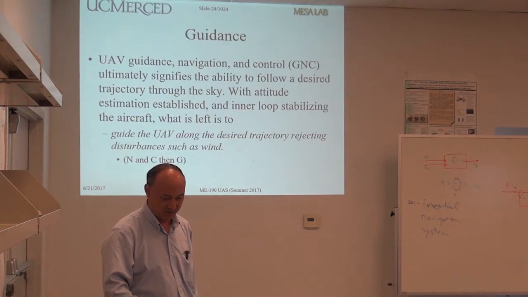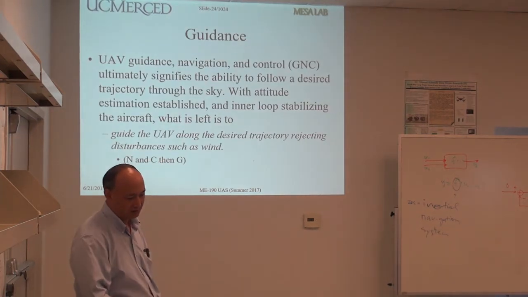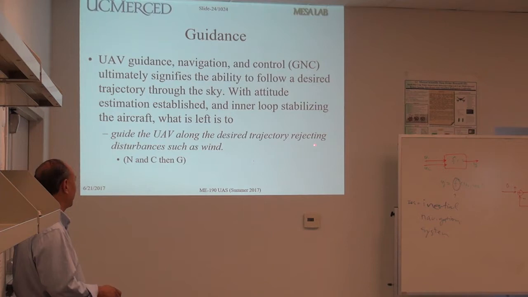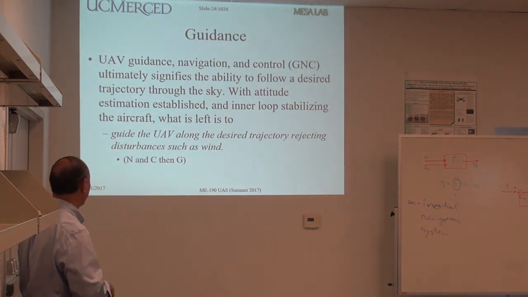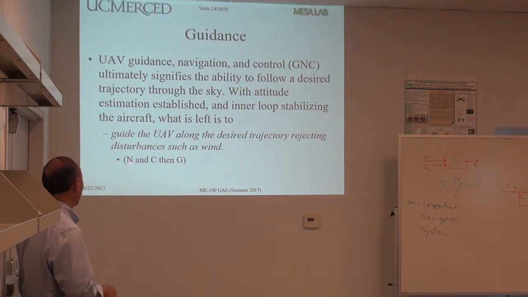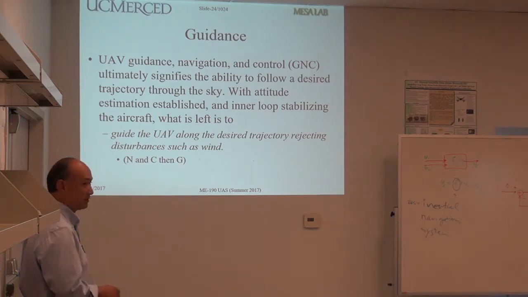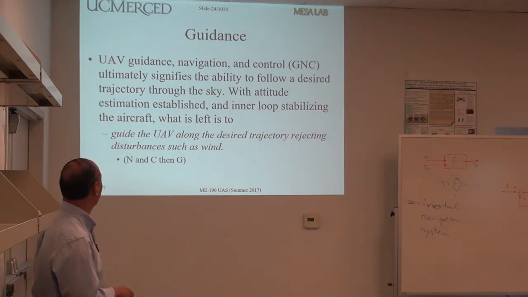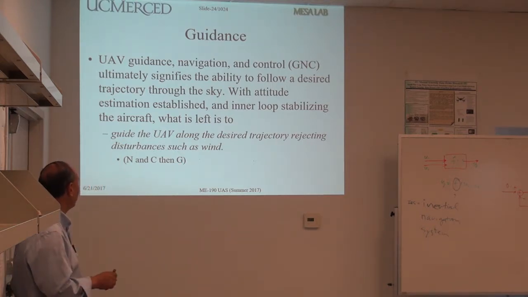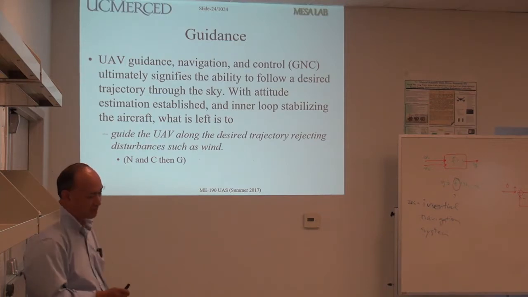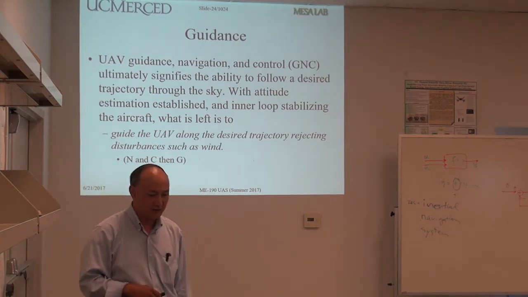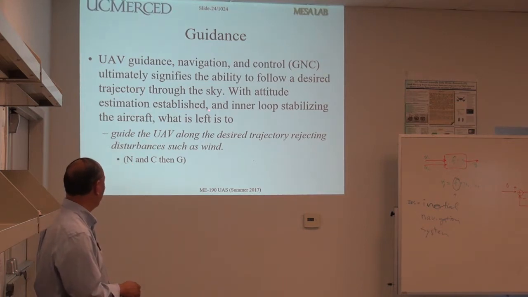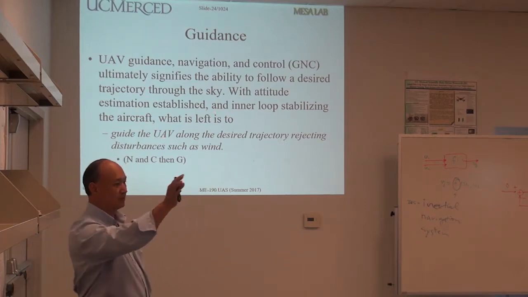So next is guidance. Okay, next is guidance. So to guide the UAV along the desired trajectory, rejecting disturbances such as wind. So it's navigation and control, then you guide. So this is more higher level, okay, more higher level. So GNC ultimately signifies the ability to follow a desired trajectory through the sky with attitude estimation established, in-the-loop stabilizing aircraft. What is left is to guide the UAV to the desired trajectory without being drifted.